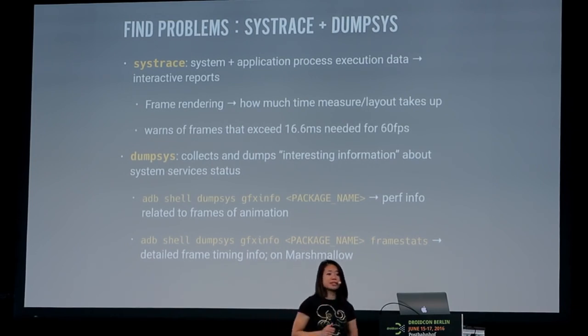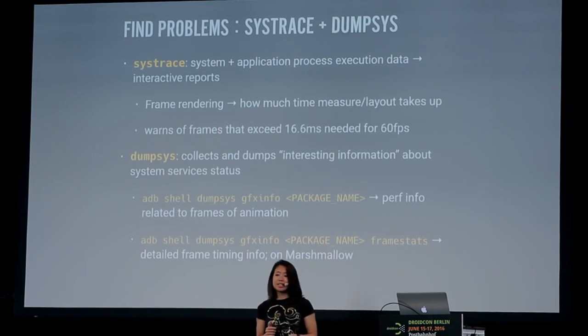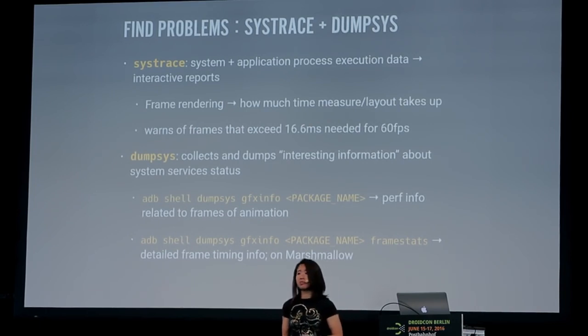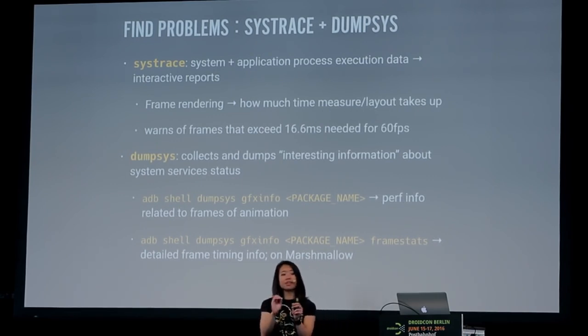You can also use dumpsys as an ADB, and what it does is it collects and dumps what it calls interesting information about different system services. There's a specific argument you can use, graphics info, gfxinfo, that allows you to get performance information related to frames of animation. Marshmallow added another argument called framestats, and you can get really detailed, specific timing information on measure and layout. So you can see the exact fractions of a second when these things occur.